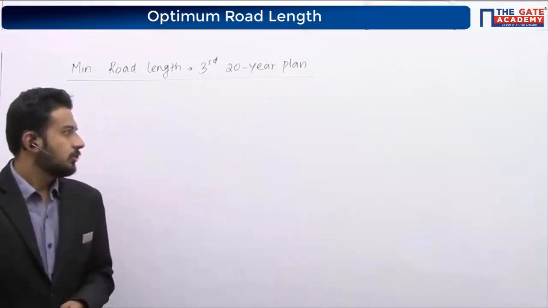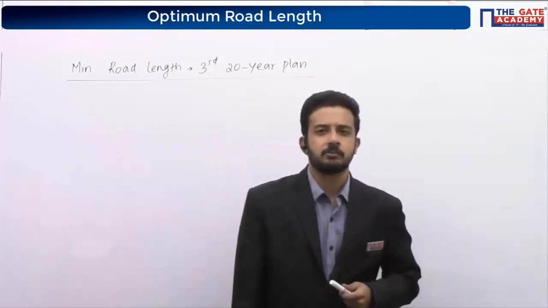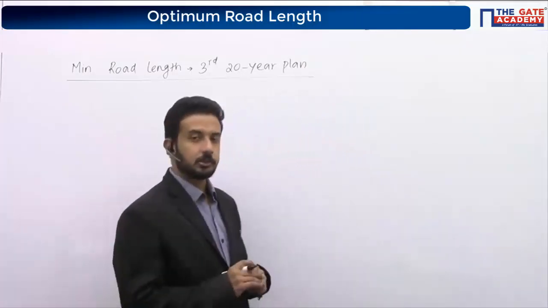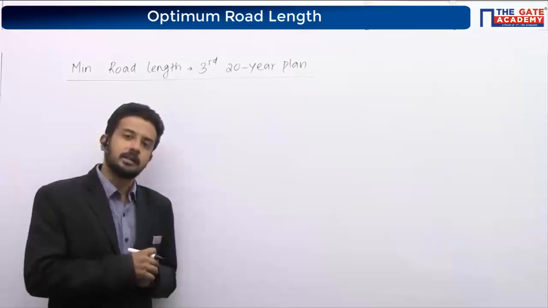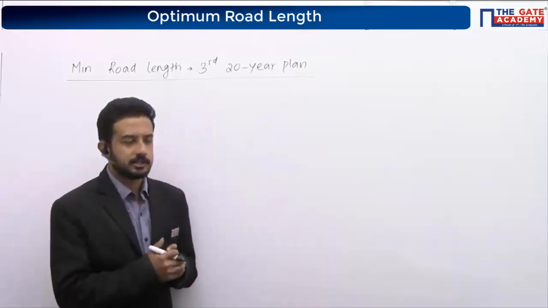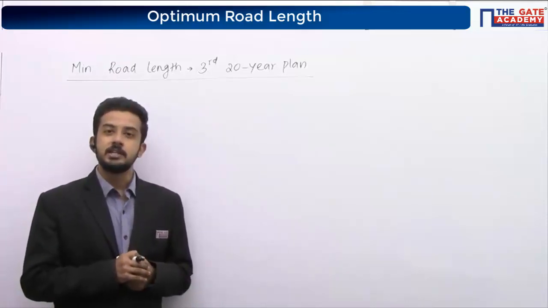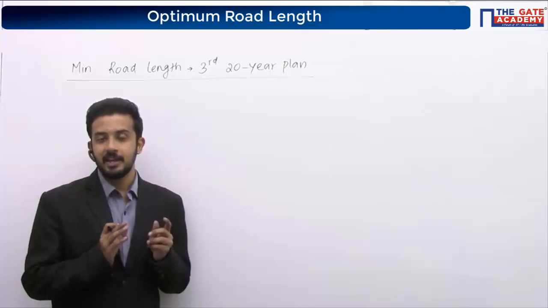See, what was the total road length according to the third 20-year plan? Do you remember? What should be the total road length? We are having many roads there: expressways, national highways, state highways, major district roads. 82 what? 82 what?